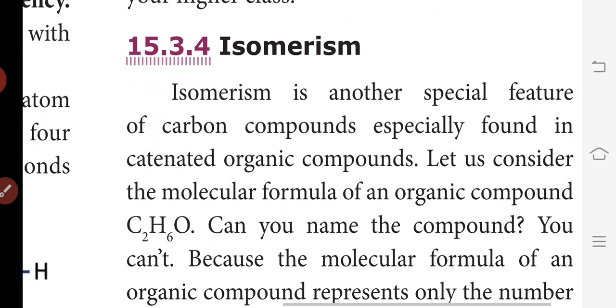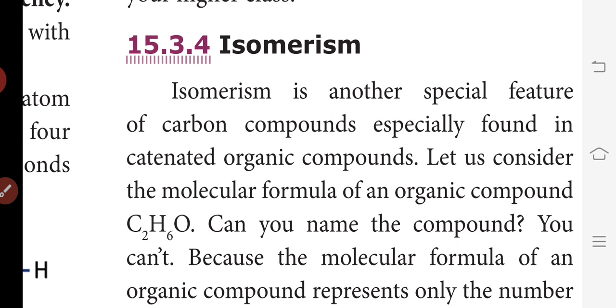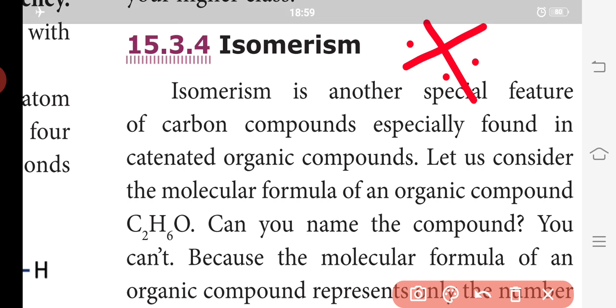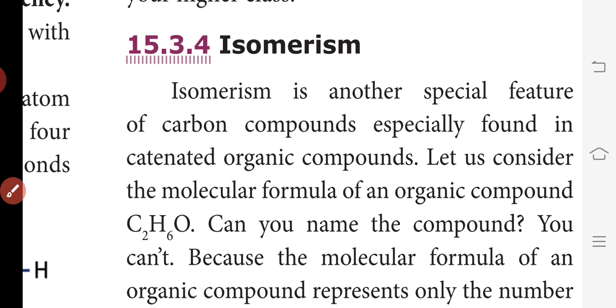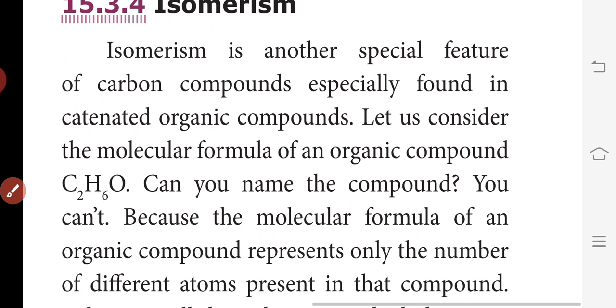The next topic, isomerism. So what is isomerism? It is a very important topic. Isomerism is another special feature of carbon compounds, especially found in catenated organic compounds. See the formula C2H6O. Isomerism is nothing but the formula being the same for two compounds, but the structure differs. This is called isomerism.